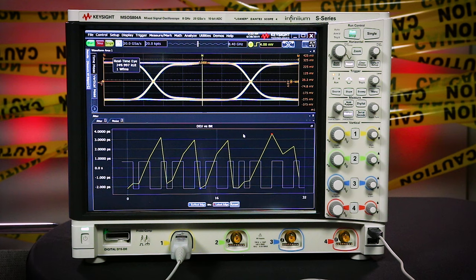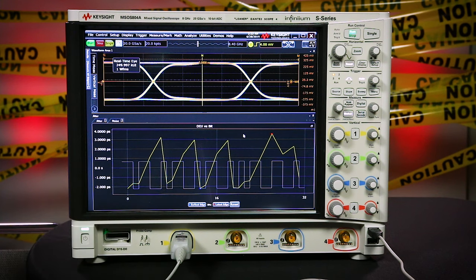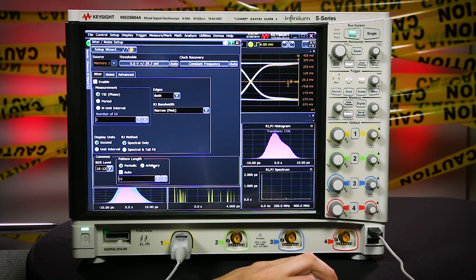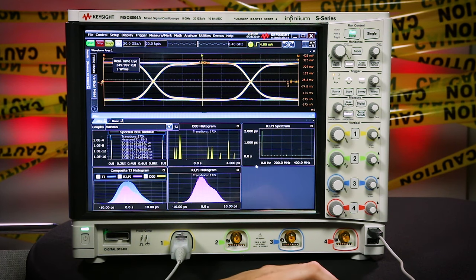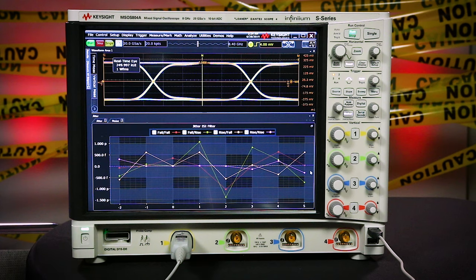Since the DDJ versus bit function is used to analyze the waveform's repeating bit pattern, it naturally is only used with pattern waveforms. Alternatively, if you're analyzing an arbitrary waveform, you can utilize the ISI filter graph. This indicates which transitions relative to a specific bit position add or subtract delay in the total DDJ.